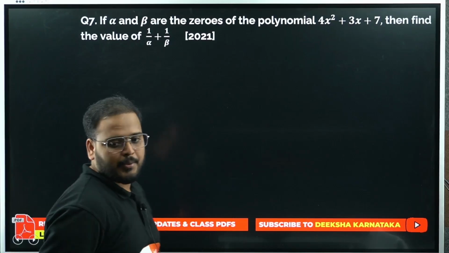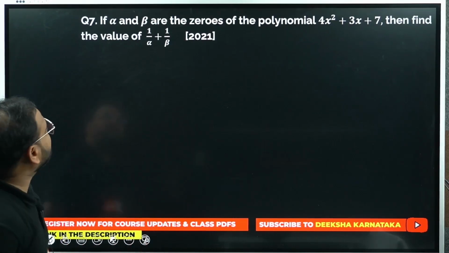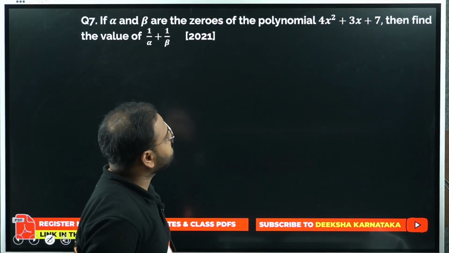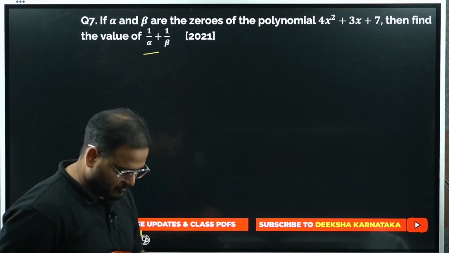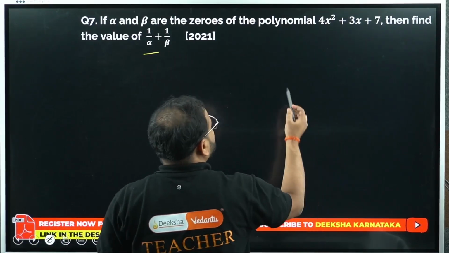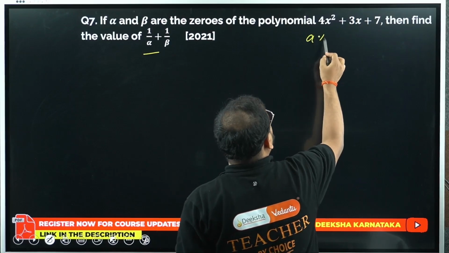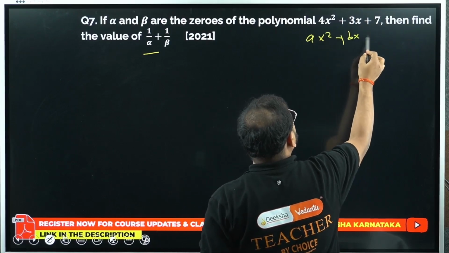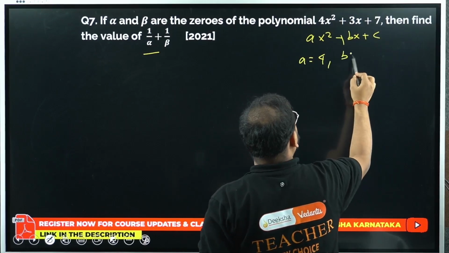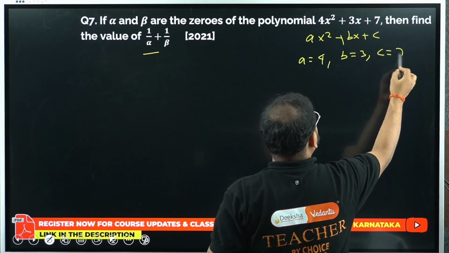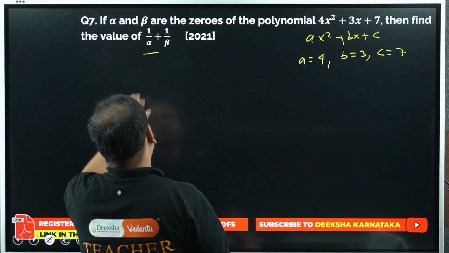Question number 7. So if alpha and beta are the zeros of the polynomial, then find the value of this. Let's write the standard form first. So ax square plus bx plus c. So a value is what? 4. B value is what? 3. And c value is what? 7.